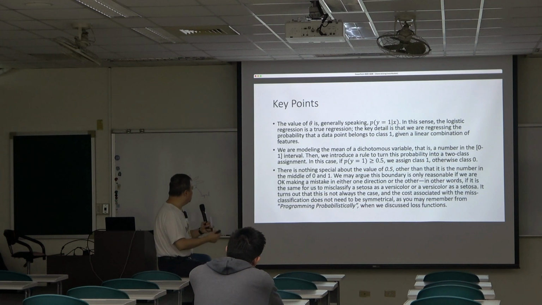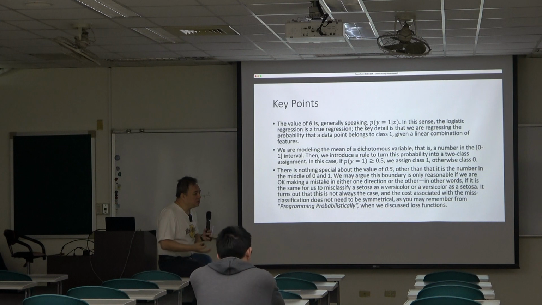Okay, so it will be the same to us to misclassify a setosa as a versicolor or a versicolor as a setosa. That's fine, okay? Because we are not in favor of any positive class or negative class, it will be natural to put 0.5 as a boundary. However, this is not necessarily always the case.